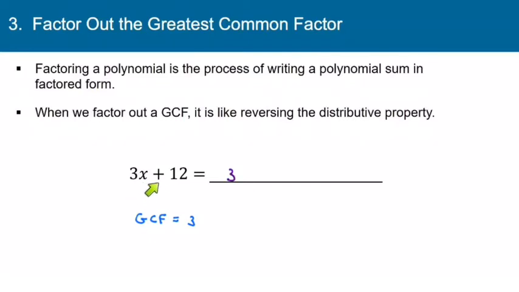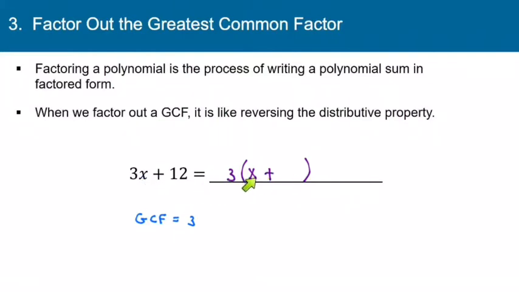Now notice that our polynomial contains 2 terms, and that means I'm going to have a pair of parentheses here that needs to hold 2 terms as well. Remember, all we're doing is reversing the distributive property. So ask yourself, what would I need to put here so that 3 times this first term would be 3x? Of course, if I put x here, 3 times x would be that first term. Then we'll have a plus.